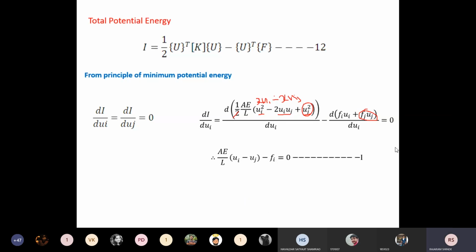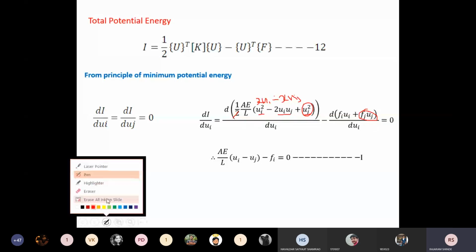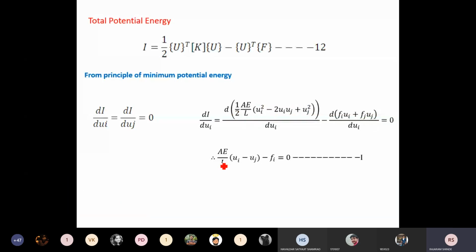No, sir. Okay. Now we have differentiated with ui. Now I want to differentiate this same equation with uj, because we have to differentiate with each term. Now I want to differentiate this with uj. What will be the derivative?